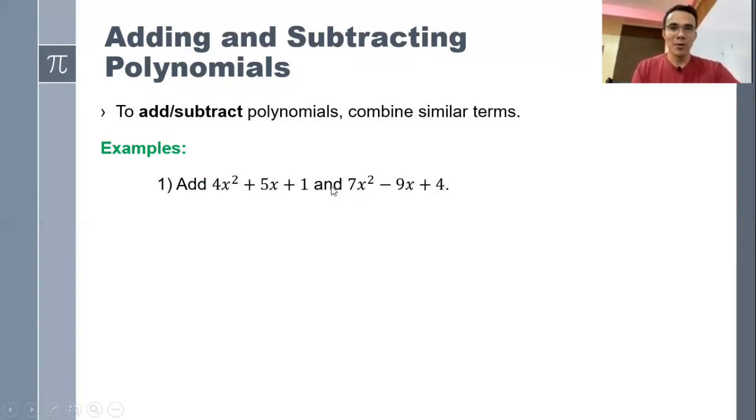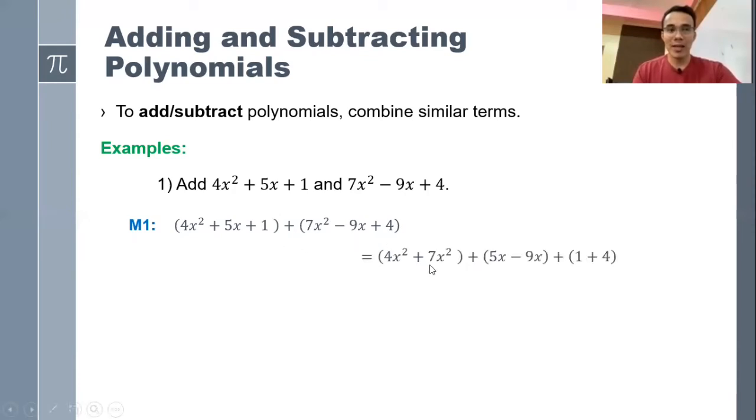For example, number 1, add 4x squared plus 5x plus 1 and 7x squared minus 9x plus 4. In this example, I'm going to present 2 methods, the horizontal addition and the vertical addition. Let's have method number 1. We're just going to simply add the given polynomials. Our next step here is we are going to group similar terms together. So we can group 4x squared and 7x squared together, 5x and negative 9x together, 1 and 4 together.